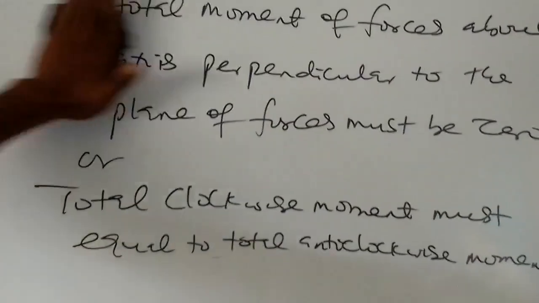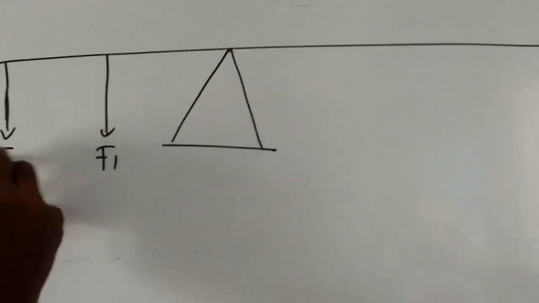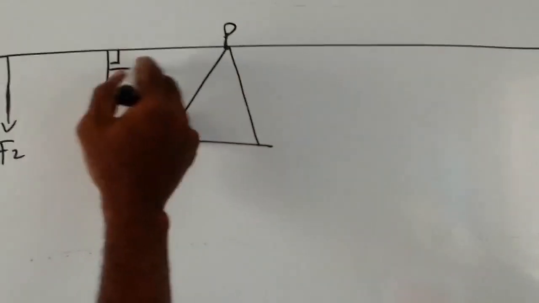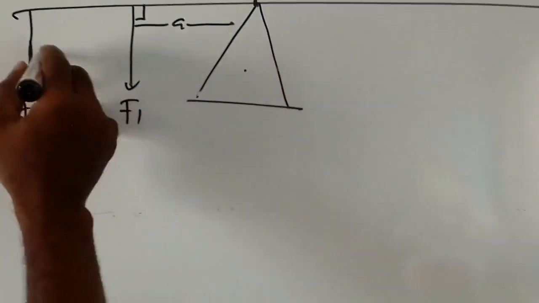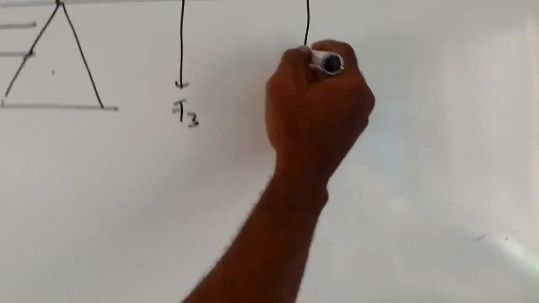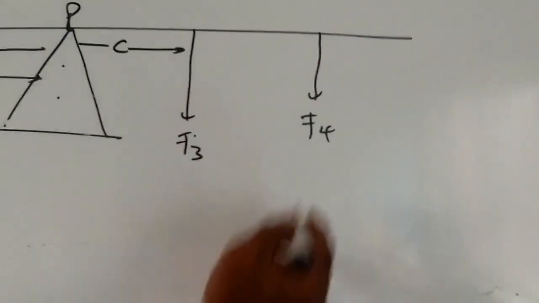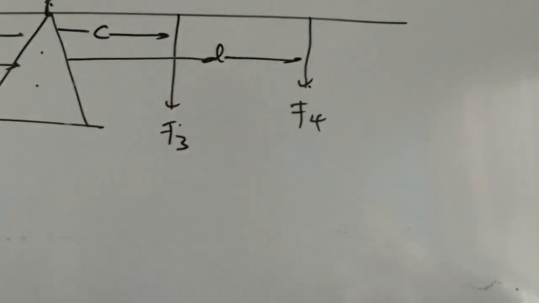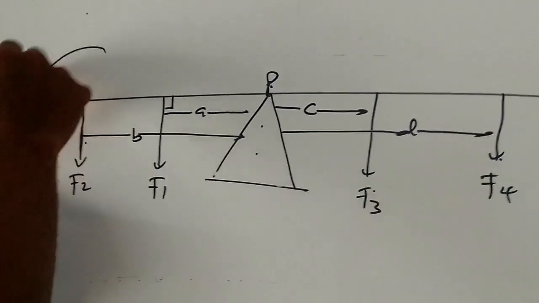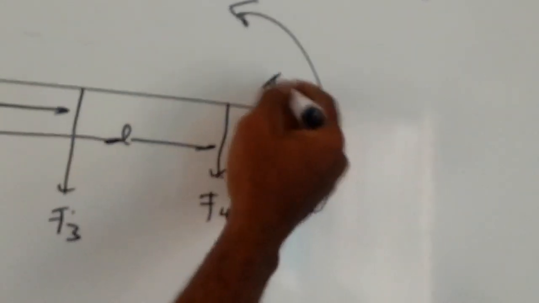To illustrate this condition, let us draw a beam or an object. And then we have a pivot, it's pivoted here. We have forces, for instance, force F1 down here, force F2. The distance between F1 and the pivot, let's call it A. The distance between F2 and the pivot, let's call it B. On the other side of the pivot, we have force F3 and then force F4. The distance between force F3 and the pivot, let's call it small letter C. And then the distance between force F4 and the pivot, let's call it small letter D. Should we rotate the beam in this direction, we can call this movement clockwise. So if these forces go down, these ones go up. You can call this movement anti-clockwise.